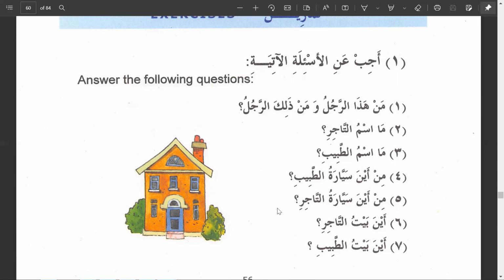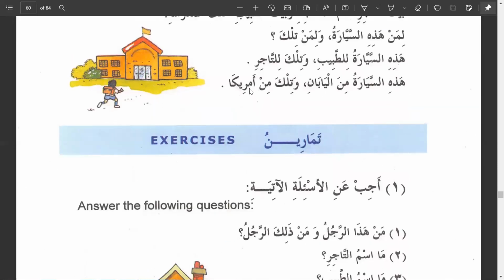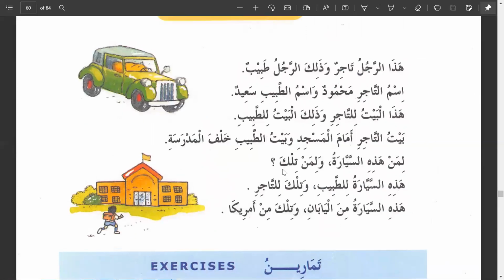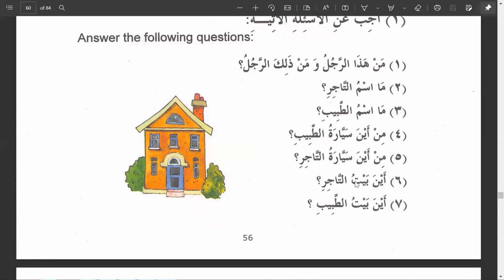In Arabic, we say Amrika, we don't say America. In Arabic, it's Yabani, not Japan. And then, aina baitu tajiri? What does it mean? Where is the merchant's house? In front of the masjid. So what would you say? Baitu tajiri.